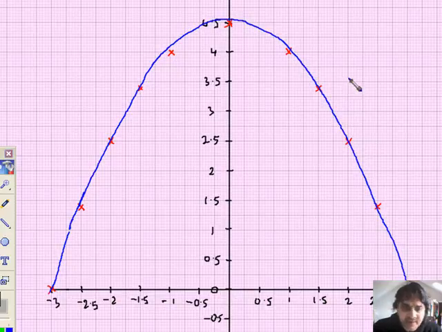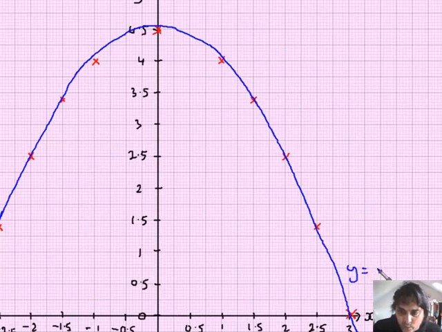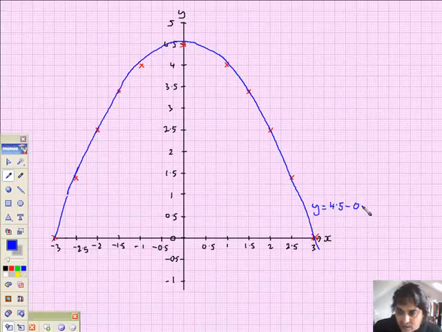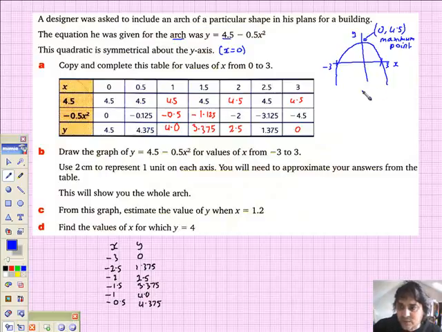And there it is. That is the graph of, put it here out of the way, y equals 4.5 minus a half x squared. So how does that compare with what I thought we were going to get? Yeah, well, it sort of goes like that.